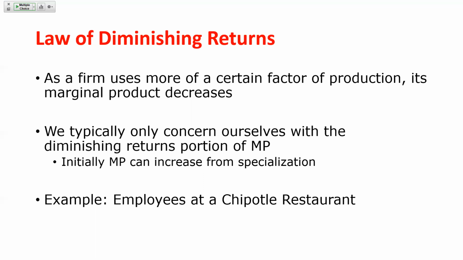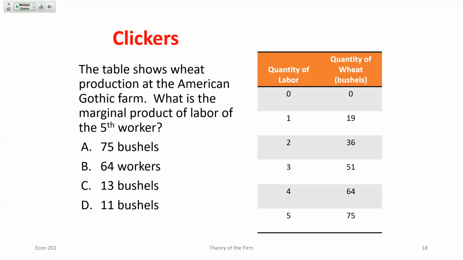Now, when it comes to what we're actually going to focus on, we typically don't focus on that initial portion, mostly because it doesn't influence the output the firm decides to choose. As long as my workers are being more productive, I should continue to hire more and more workers if I'm getting gains from that specialization. So we're usually only concerned about the portion of the curve where it's diminishing. At what point are workers not productive enough to warrant the wage I'd have to pay them?